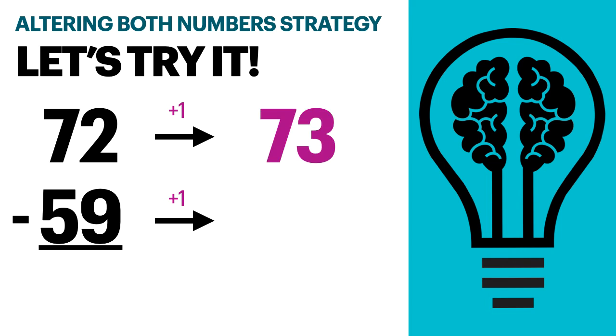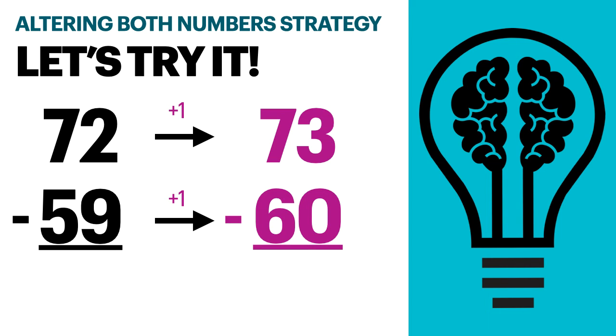72 plus 1 is 73. And 59 plus 1 is 60. Great! Now my problem doesn't need regrouping, and I can subtract straight down and find that the difference is 13.